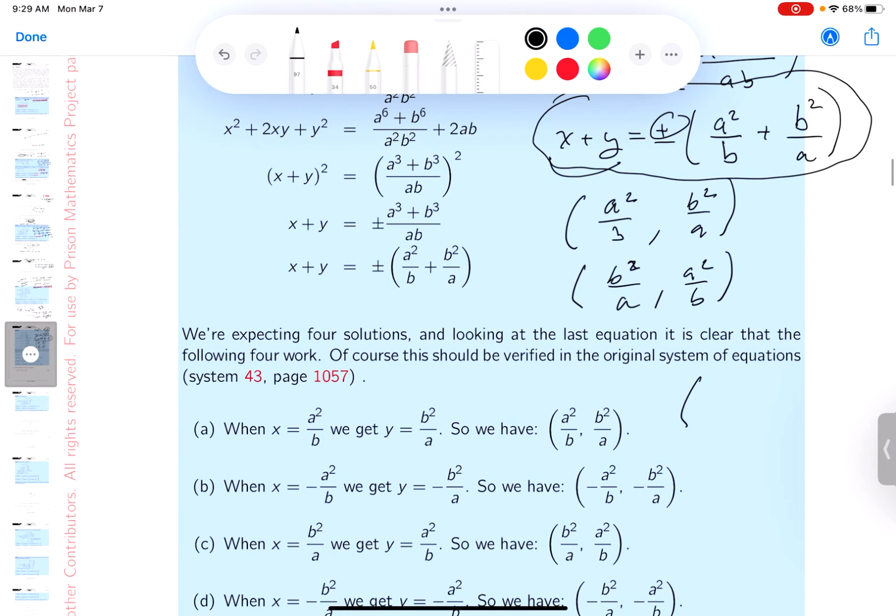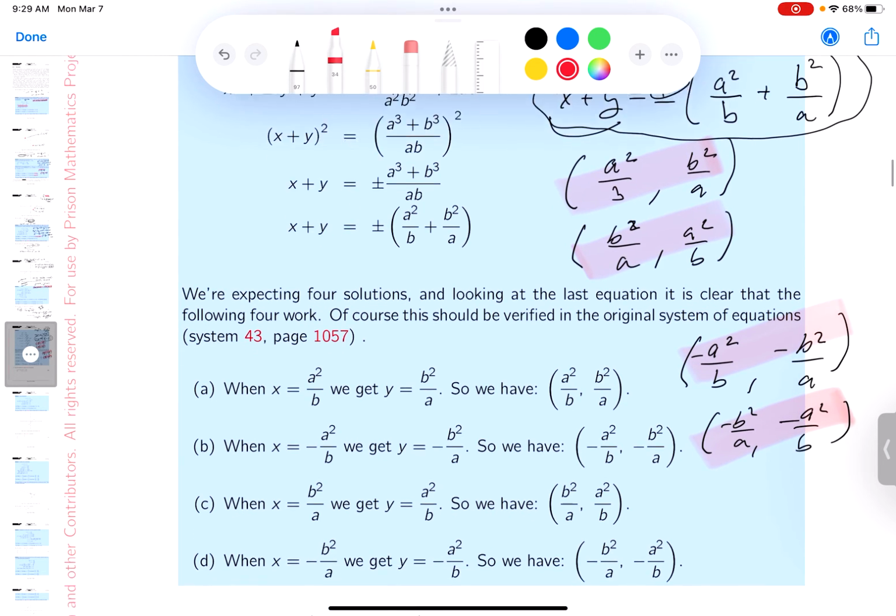What could it be? It could be minus a squared over b, and then minus b squared over a. We'll check the key later. Or I could say minus b squared over a, minus a squared over b. And I'm going to claim they're my 4 solutions. Of course, I would go back and check in the original system, and I want to see if I got those 4 solutions over there.